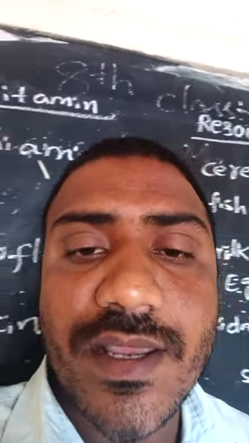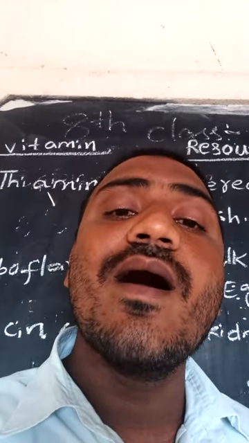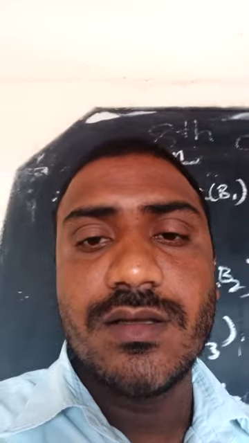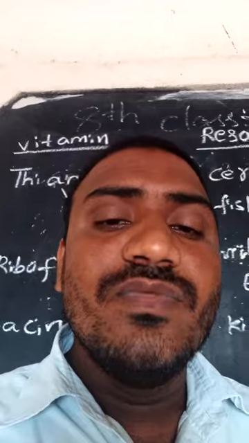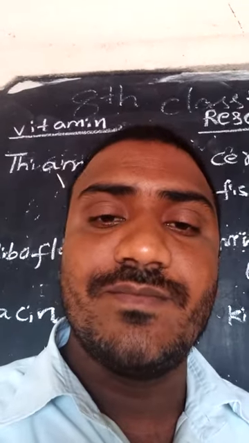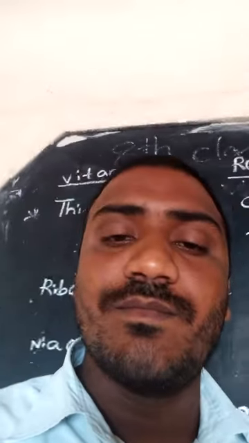Vitamin C. The chemical name or scientific name of vitamin C is ascorbic acid. So the food sources are leafy greens, citrus fruits such as lemon, guava and orange, and sprouts. The deficiency disease is scurvy. What are the symptoms of this scurvy disease? Nothing but the wounds are not healed in proper time.